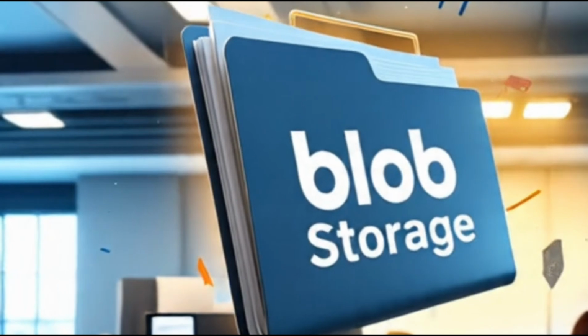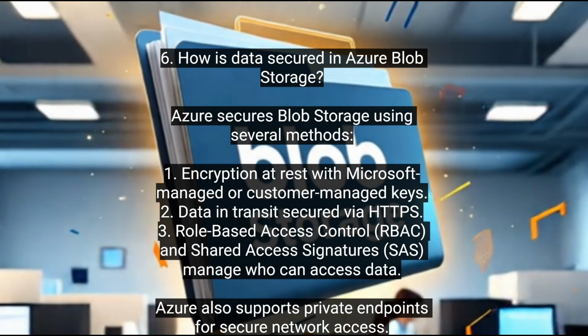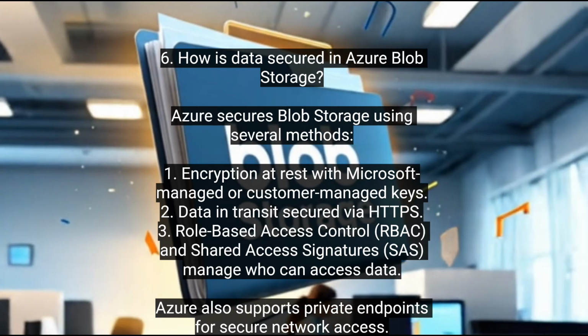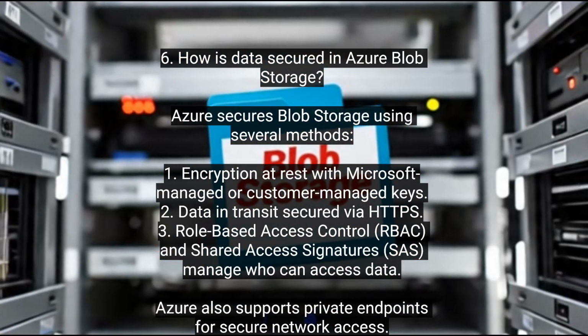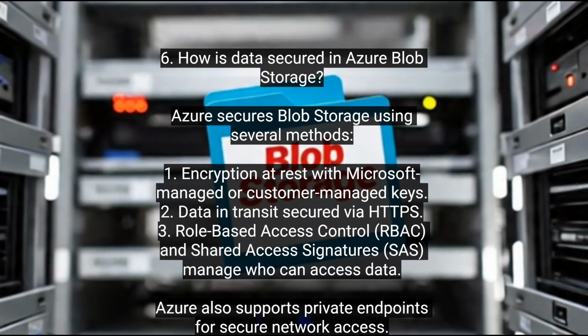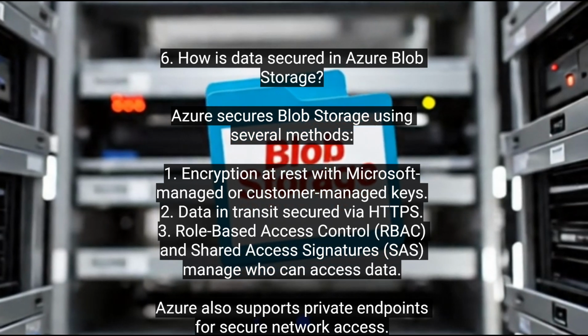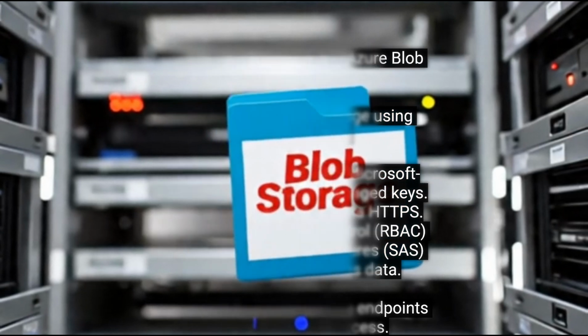6. How is data secured in Azure Blob Storage? Answer. Azure secures blob storage using several methods: encryption at rest with Microsoft managed or customer managed keys; data in transit secured via HTTPS; role-based access control, RBAC, and shared access signatures, SAS, manage who can access data. Azure also supports private endpoints for secure network access.